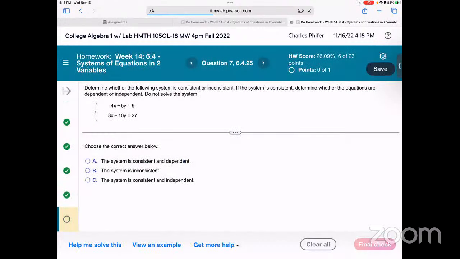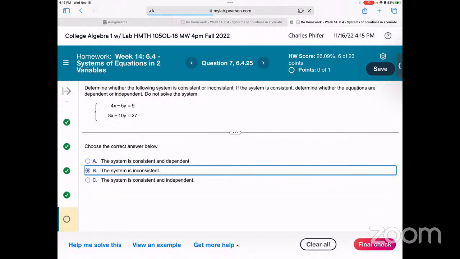This one, if we multiply equation 1 by 2, we'll get 8x, we'll get our negative 10y, but we don't get 18. So when we go to solve the system, all of our variables are going to cancel and we will be left with a false statement. So that means that we're working with lines that are parallel with different y-intercepts, so the system is inconsistent.